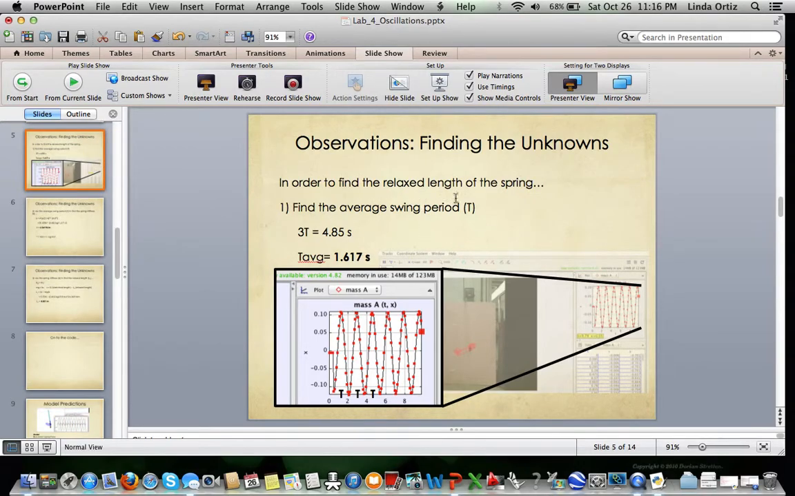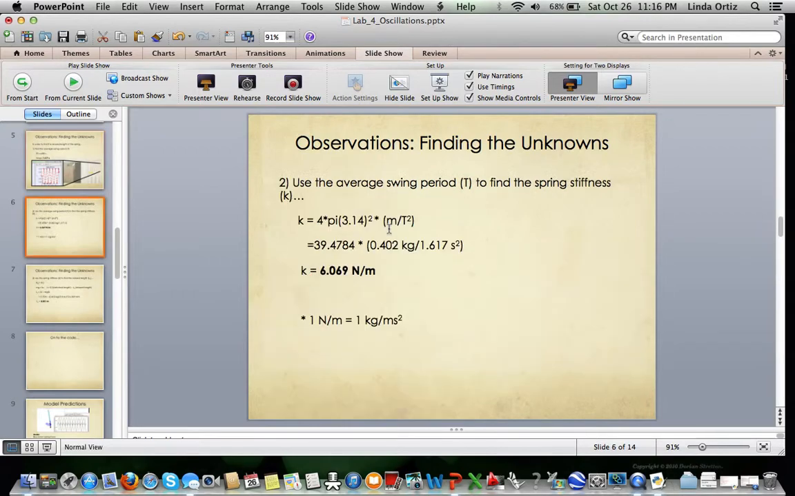In order to find the relaxed length of the spring, we must first find the average swing period T. So here we have taken 3 different T's to find an average, add them all together, divide by 3, and get 1.6 seconds. Then we use the average swing period to find the spring stiffness, which we find by 4 pi squared times mass divided by T squared. So here I found it to be 6.069 newtons per meter.